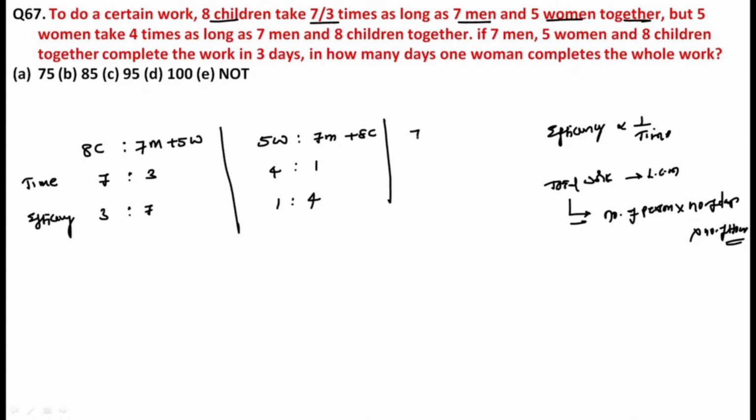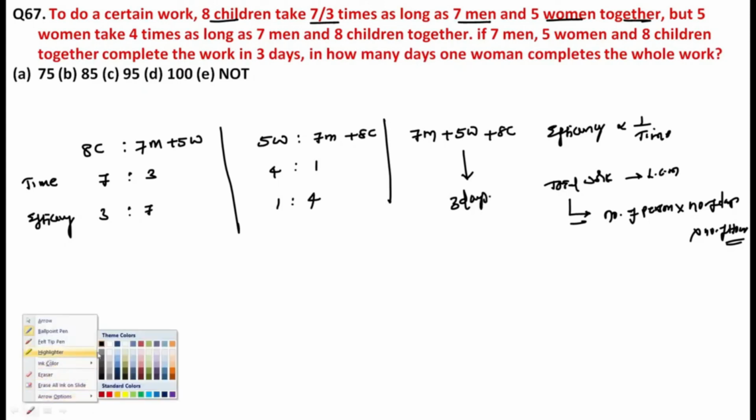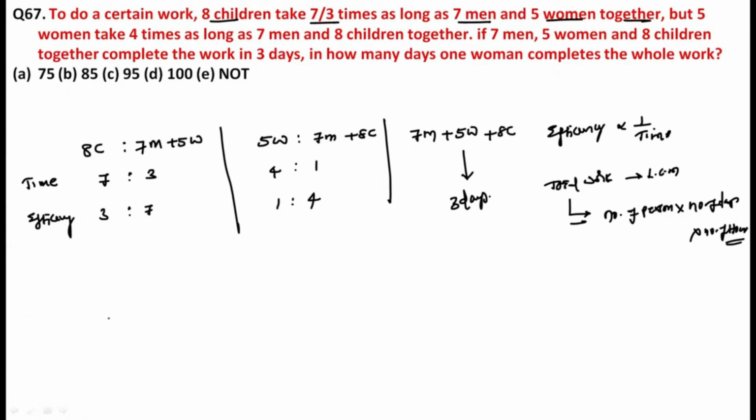Now, finally, if 7 men, 5 women, 8 children can do together can complete the work in 3 days. Guys, if you observe the entire data, there is a different comparison, but the numerical data is same, guys. So every time the number of participants are 8 children, 7 men and 5 women. So if you go through all the statements, the numerical is same.